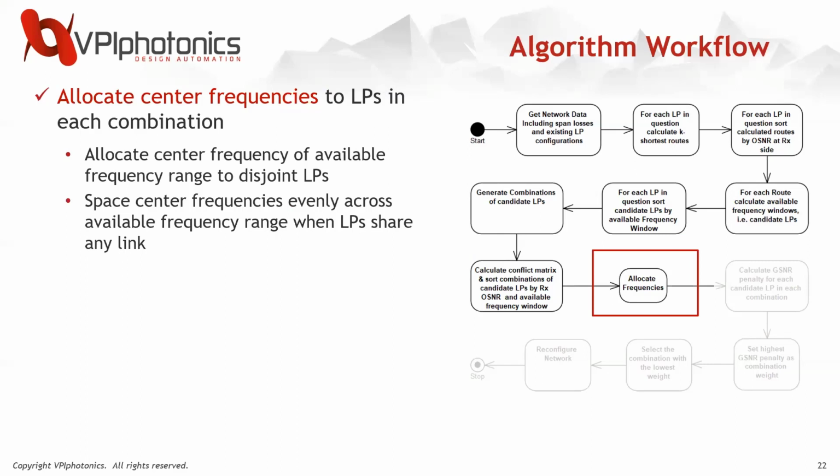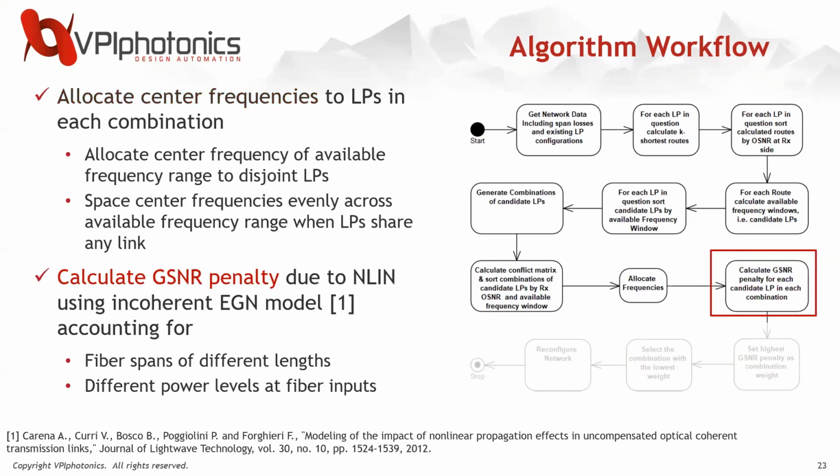Once the conflict matrix for combinations and the available slots for each candidate light path in the combinations are known, the algorithm allocates frequencies. Having defined all parameters of candidate light paths after frequency allocation, we can now calculate nonlinear noise and GSNR and then rank combinations with respect to quality of transmission line.